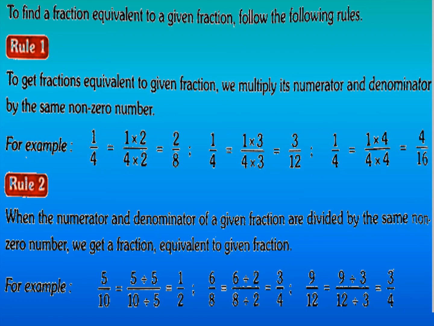Now here is how to find a fraction equivalent to a given fraction. To understand in a better way, rule number 1 is, to get fractions equivalent to a given fraction, we multiply its numerator and denominator by the same non-zero number as given in the example. And rule number 2 here is, when the numerator and denominator of a given fraction are divided by the same non-zero number, we get a fraction equivalent to the given fraction.